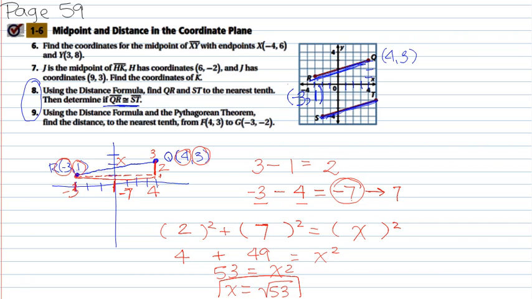Now remember, if we look back at the directions, it says to also find ST and see if it's congruent to QR. So what you need to do is go back to this problem and look at ST. You get the coordinates, and then you find the distance, and if you get a distance of square root of 53, then they are congruent. If you get something different, then they're not congruent.